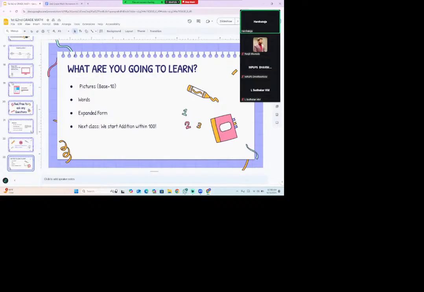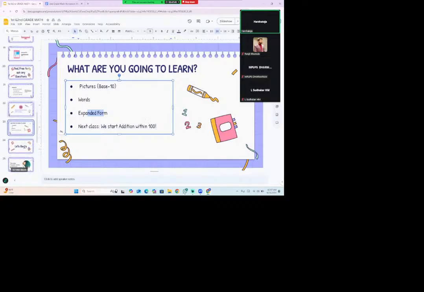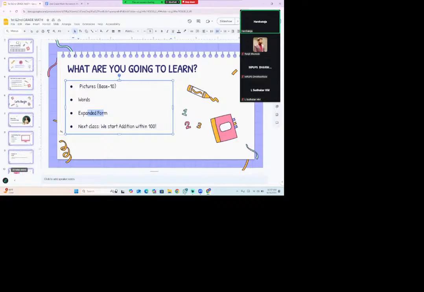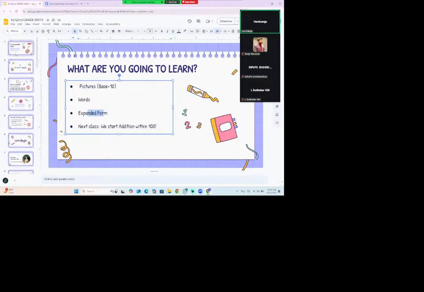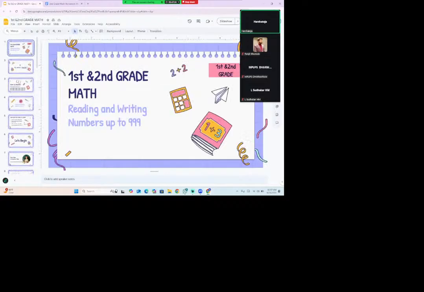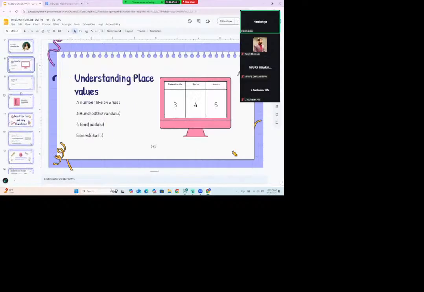So in the next class, you're going to learn about pictures, base 10, words, and a bit more on expanded form. And you're going to start addition within 100. So, yeah. This is pretty much it for the second session.